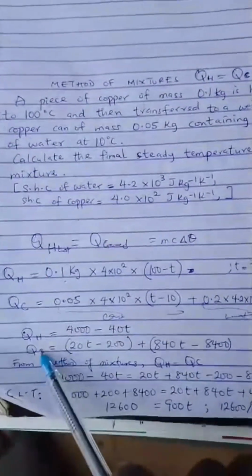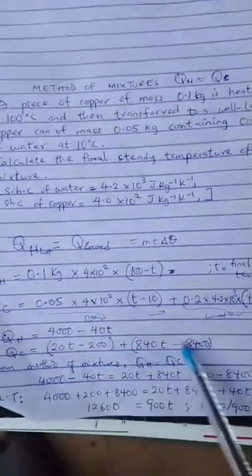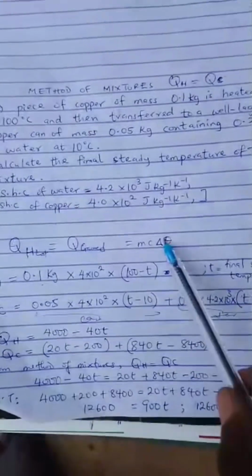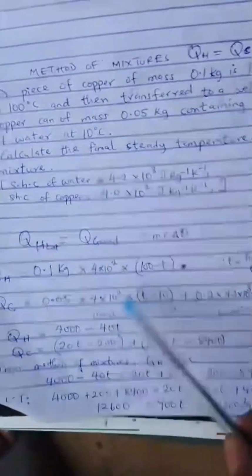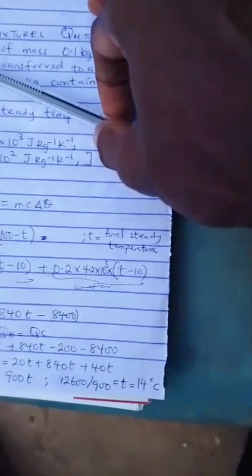And then the quantity of heat gained by the colder body, that's the copper can and the water itself. Put in the values. Remember, this is the formula mc delta theta, where delta theta is the change in temperature. They all have the same T. We are looking for T. So slot in the values, and at the end, you get that the temperature is equal to 14 degrees centigrade.